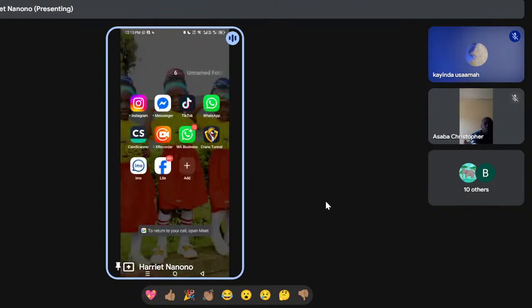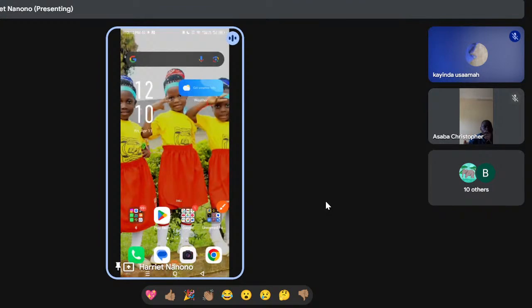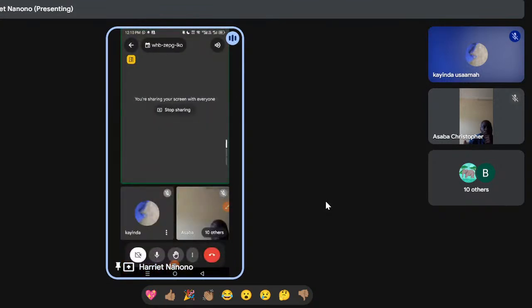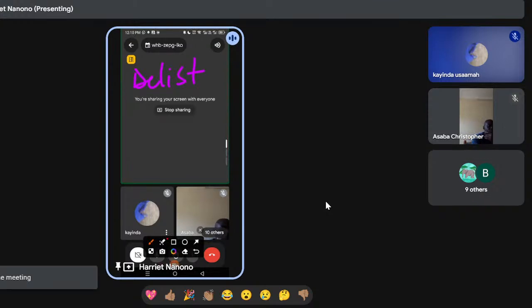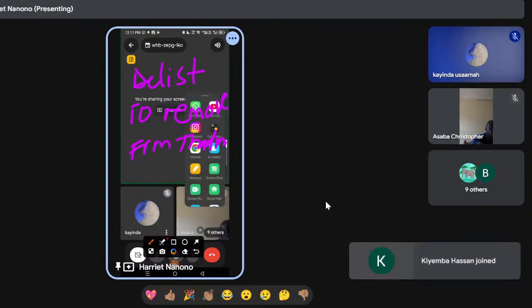Delisting is just removing a certain currency from the list of trading pairs of a certain exchanger. To delist is to remove a currency from the trading pairs of an exchanger.